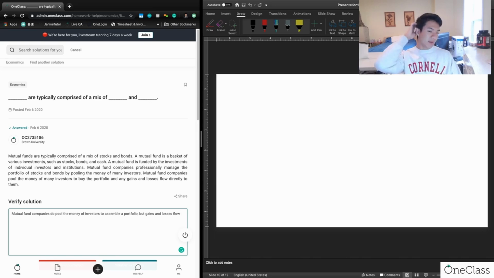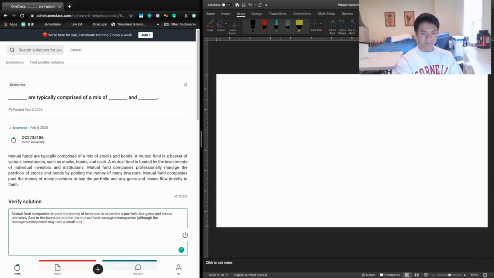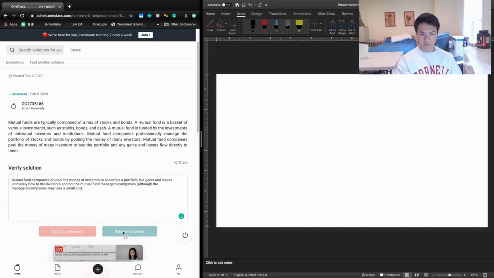Oh, I see. Maybe by directly they mean like the fund initially gets the gains and losses, but the fund always has to pay out those gains and losses back to investors. But so we'll say gains and losses ultimately flow to the investors and not the mutual fund managers or companies, although the managers or companies may take a small cut.